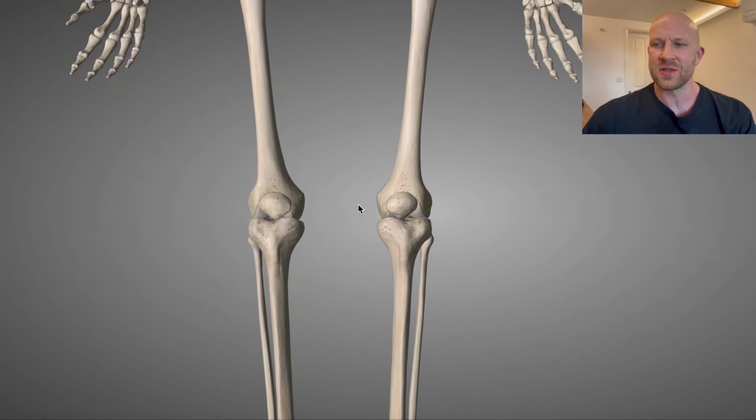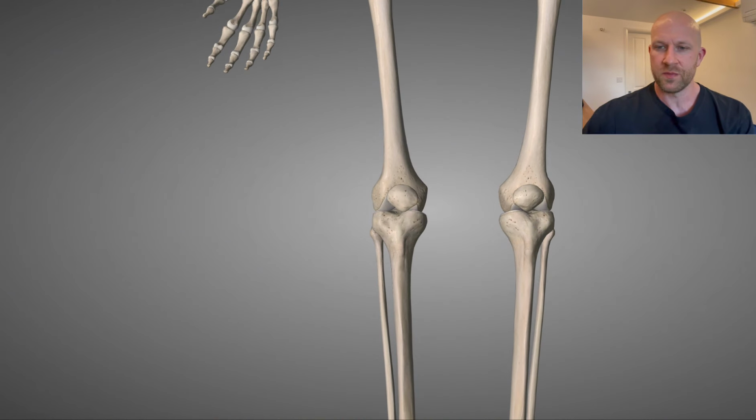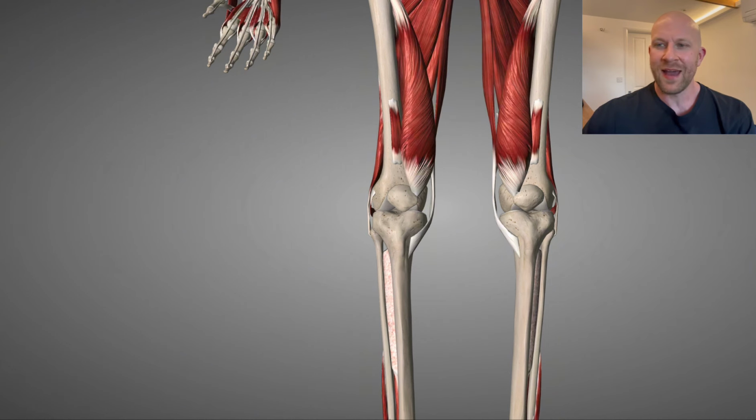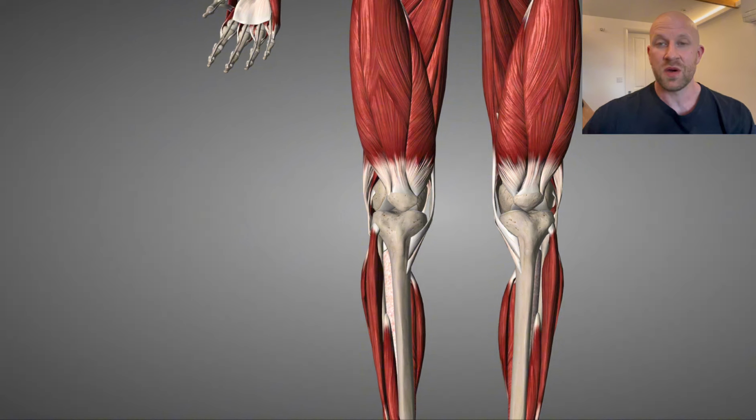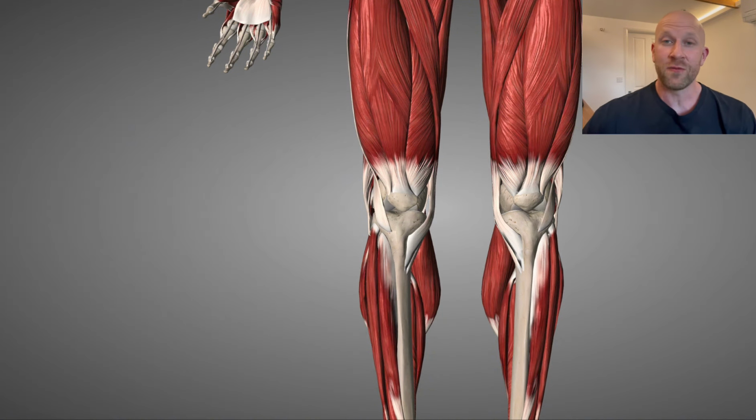So let's start to add some muscles to the knee joint. We're going to begin action by action looking at knee extension. So knee extension is where we straighten the leg out, and we've got 4 muscles that work to achieve that. We call these the quadriceps group. The quadriceps group, as it would be indicated by the name, consists of 4 muscles. 3 of those are the vastus group.